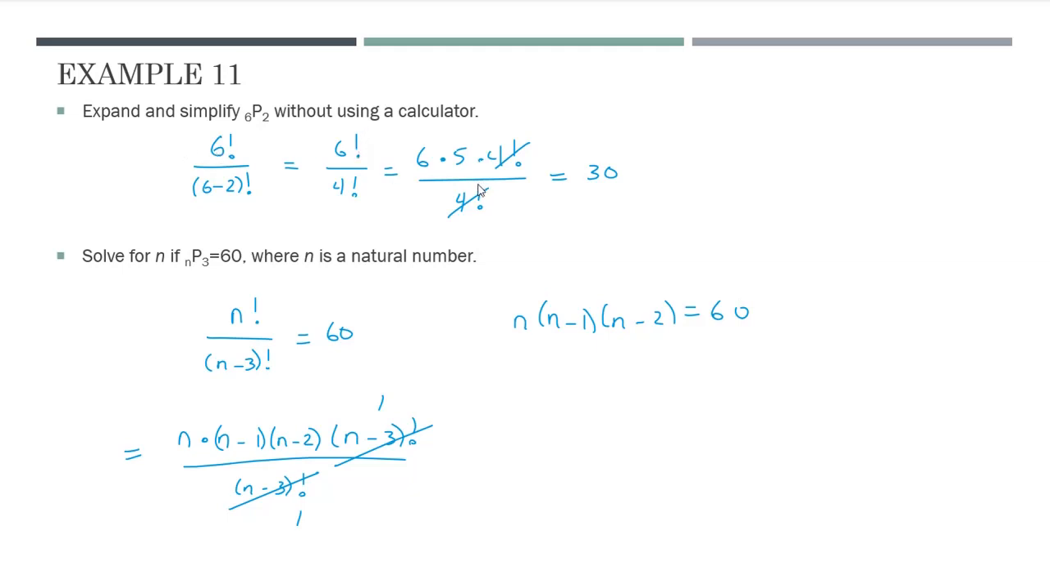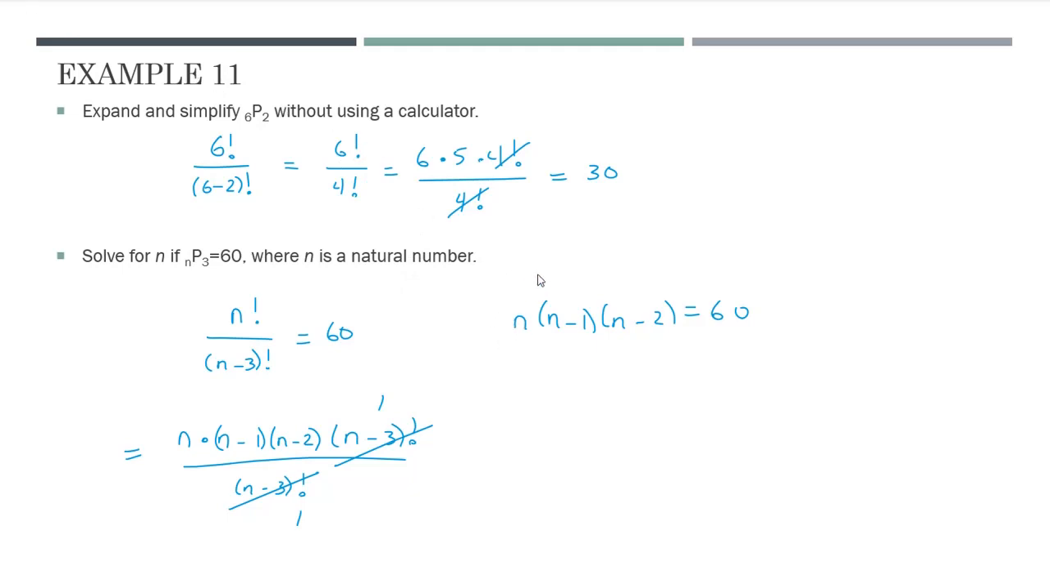Now here's where I could cause myself a lot of work, or I can just think about this a little bit. I could go and expand all this out, subtract 60 from both sides, and factor it, and figure out what n is. And oh, does that sound like so much work? But this question already has more information than it looks like.